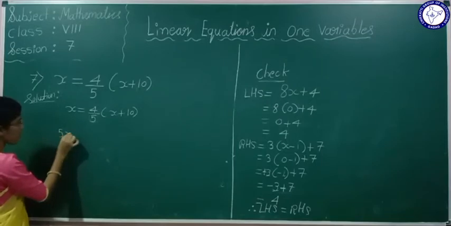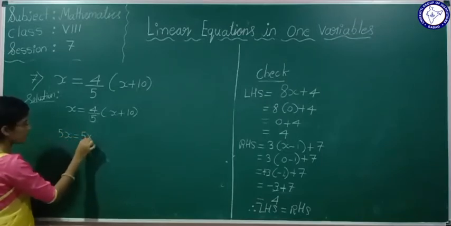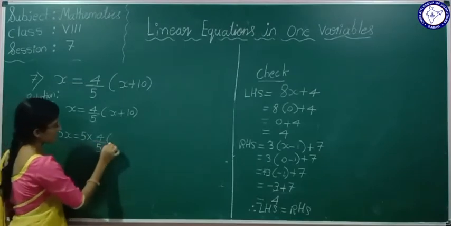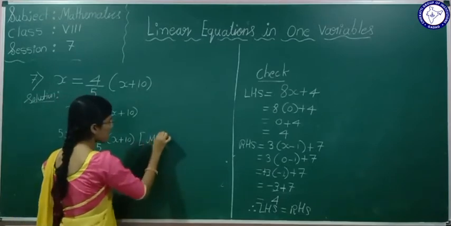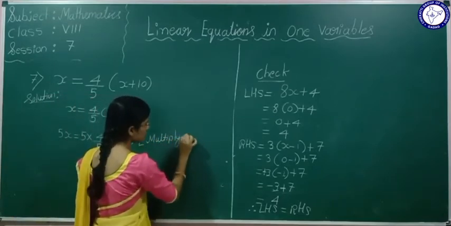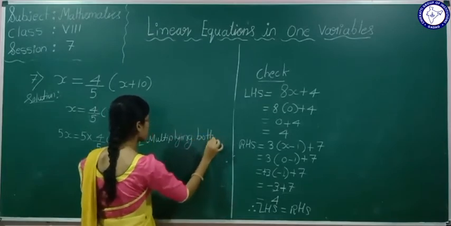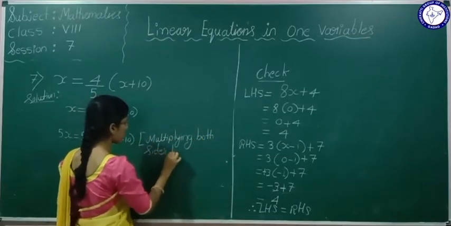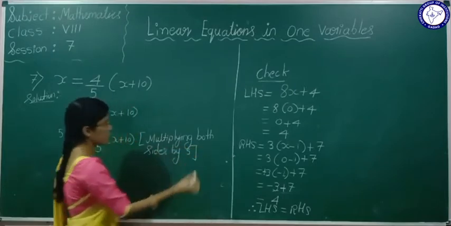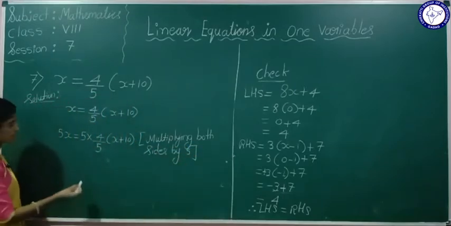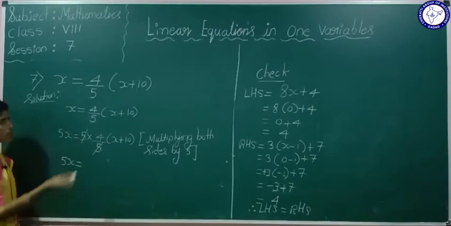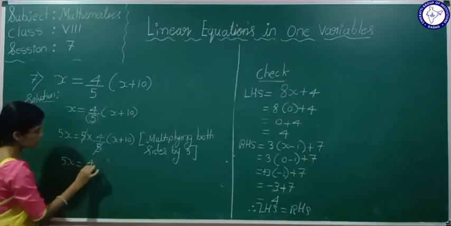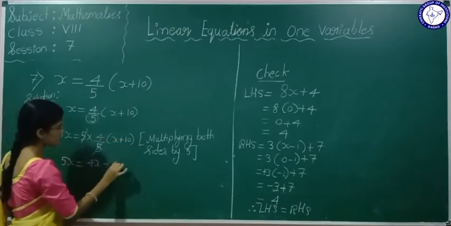What will it become? 5x is equal to 5 multiplied by 4 by 5 in bracket x plus 10. What we have to write here? Multiplying both sides by 5. If you multiply both sides by 5, 5 into x is 5x is equal to, 5 will get cancelled because we want to eliminate this 5. Now see, 4 into x is 4x plus 4 into 10 is 40.